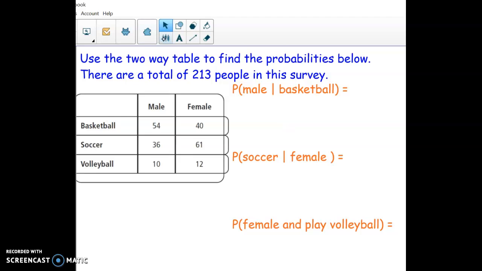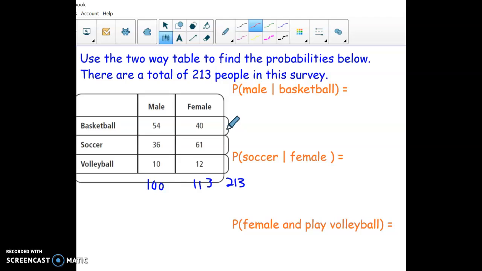All right, so the first thing I'm going to do is fill in the totals. The male total, if I add all these together, I think is 100 males. Females, if you add those together, let's see, I think 113, which means there's 213 total, which I guess they told us in the question. Basketball would be 94, soccer would be 97, and then volleyball here would be 22. And again, those should all add up to 213 if we did it correctly.